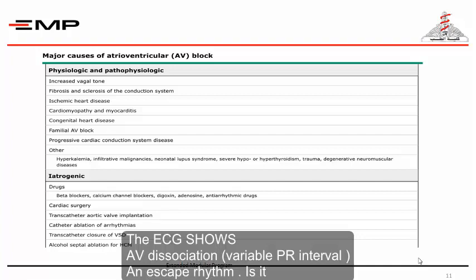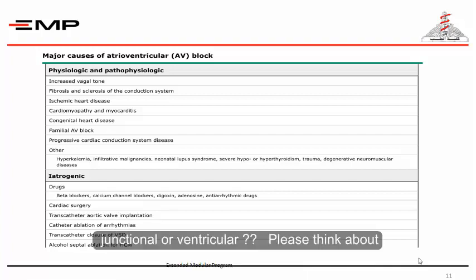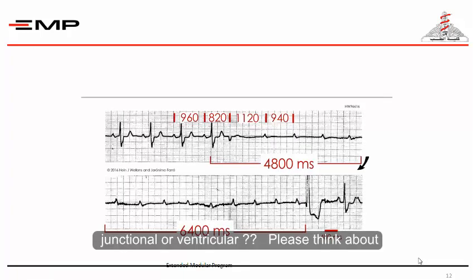A very important category seen nowadays is the iatrogenic type of heart block, with increasing cardiac procedures done either percutaneously or surgically. The AV node may be affected iatrogenically in many cases. Drugs also may cause heart block, like beta blockers, calcium channel blockers, digoxin, adenosine, and different antiarrhythmic drugs. Procedures include cardiac surgery, transcatheter aortic valve implantation, catheter ablation of arrhythmias, transcatheter closure of VSD, and alcohol septal ablation in hypertrophic cardiomyopathy.